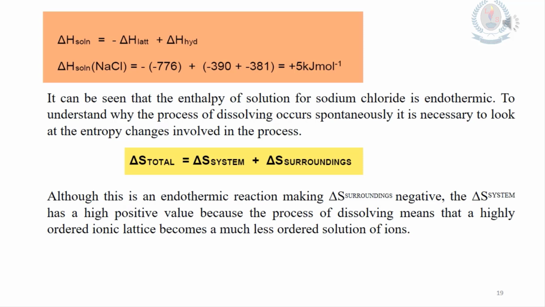As we know, delta S total equals delta S system plus delta S surrounding. Because this is an endothermic reaction, delta S surrounding is negative. But delta S system has a high positive value. Because of that, the process of dissolving means that a highly ordered ionic lattice becomes a much less ordered solution of ions. Due to this reason, the reaction is feasible.